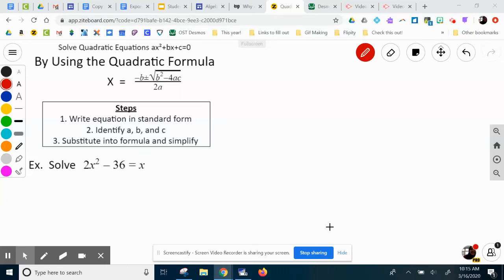So today we're going to solve quadratics using the quadratic formula. So the quadratic formula is right here, and it is so very important. You've got to know that formula. It's x equals the opposite of b. So we read this the opposite.